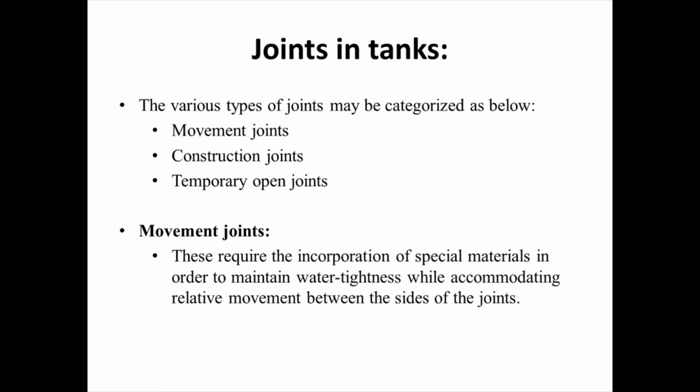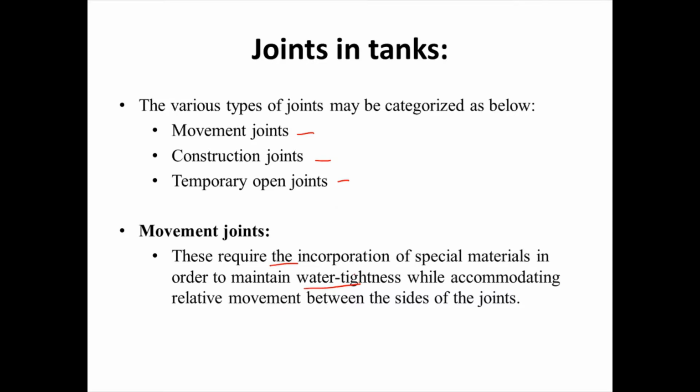Now we have different joints in the tank. Joints are very important for tanks. The first joint is the movement joint, the second is the construction joint, and the third is the temporary open joint. First is the movement joint. Why do we require a movement joint? We require it to maintain water tightness while accommodating relative movement between the sides of the joint.